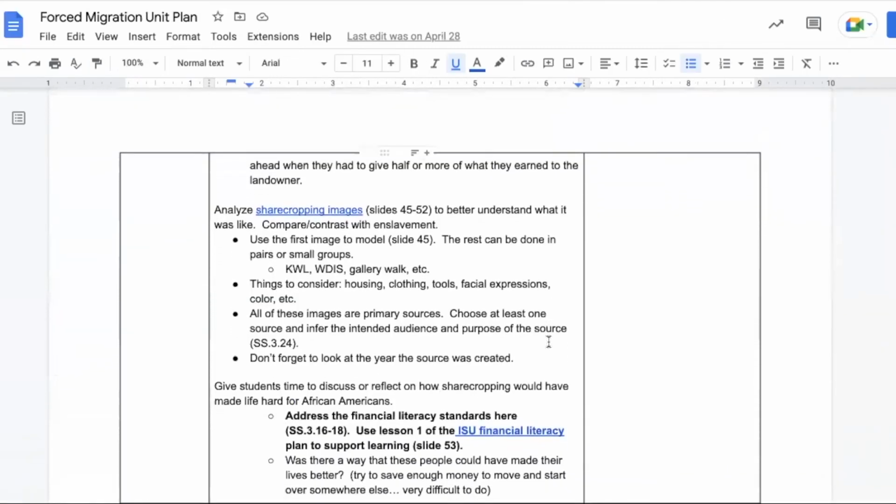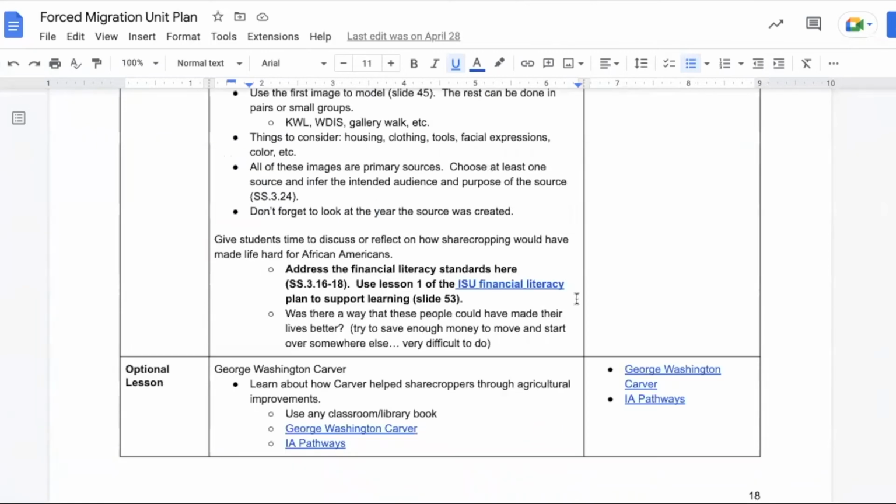There's a series of images to look at concerning sharecropping. You can work through them as a group. You can work through them in small groups or with partner work. And then we're going to want to work on the financial literacy standards at that point. And there is an ISU financial literacy lesson that can help support the learning there. It helps explain why so many people were stuck as sharecroppers, because they didn't have the ability to save enough money in that system in order to get out and away from it.